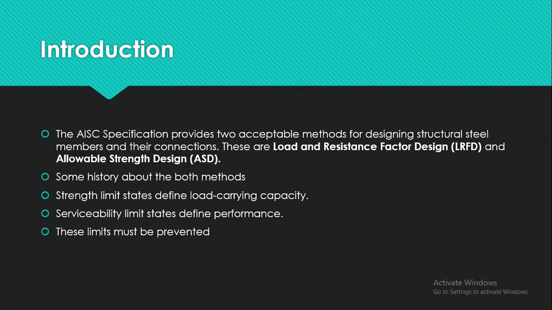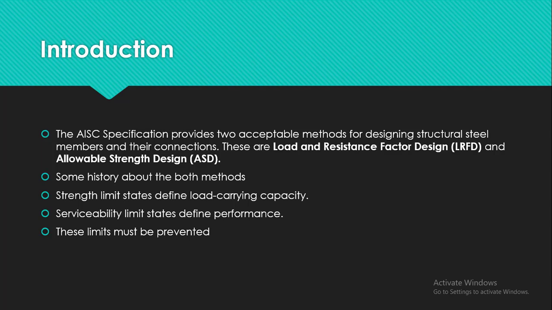As an introduction, the AISC specification provides two acceptable methods for designing structural steel members and their connections. These are LRFD, load and resistance factor design, and ASD, which stands for allowable strength design method. The ASD was used before the introduction of the LRFD in the middle of the 80s, and before that, in the early 70s, the LRFD method was used in concrete.